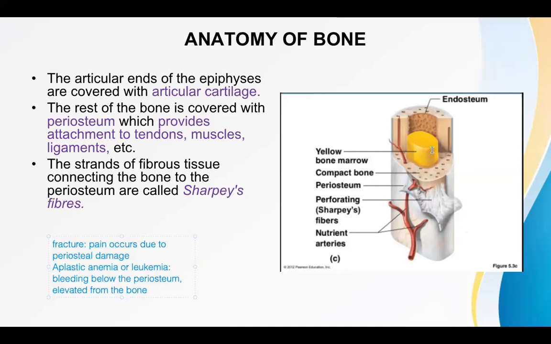Now, one important point here: you can clearly see this is yellow bone marrow. Yellow bone marrow means fat. That medullary cavity is filled with fat and the proper bone marrow. The proper bone marrow is called red bone marrow. That red bone marrow is mainly present on the ends of the bone, near those epiphyseal areas which we have just seen, because spongy bone is present at the end of the bone, and very compact bone is present in the middle part. So these are some of the important points.